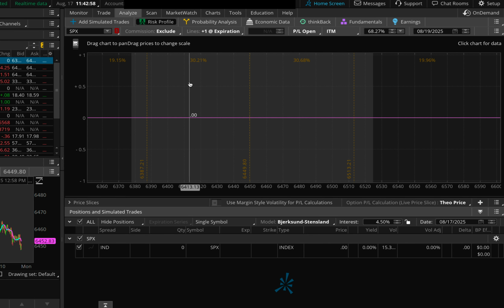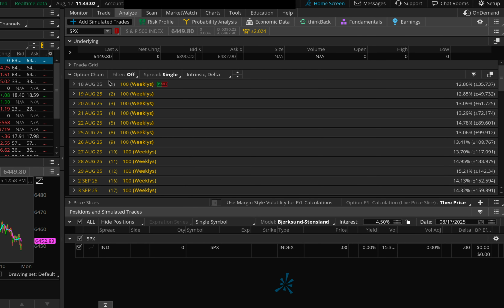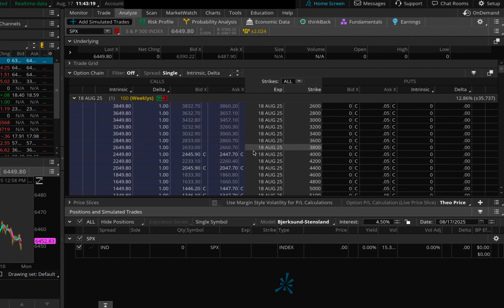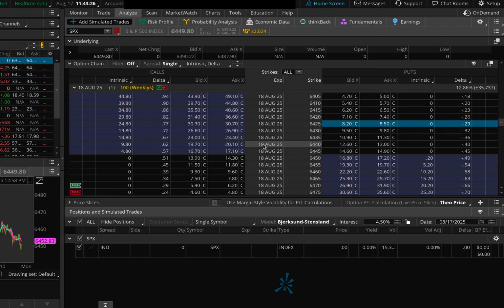To put these on, what I do is I come over here to the Add Simulated Trades tab. I'll open up the option chain, and this is the 18th, which is tomorrow, Monday. So if it's Friday evening or end of market on Friday, I'm looking to put the Monday 0 DTE options trade on. So I just go to the 18th, which is Monday, open this up, then scroll down here and go to At the Money to start with.